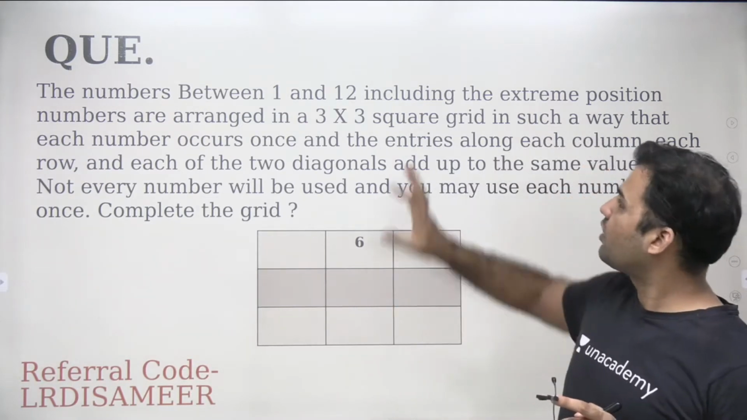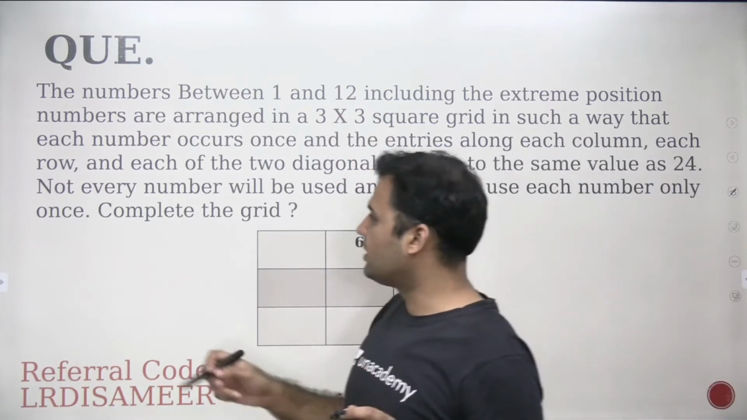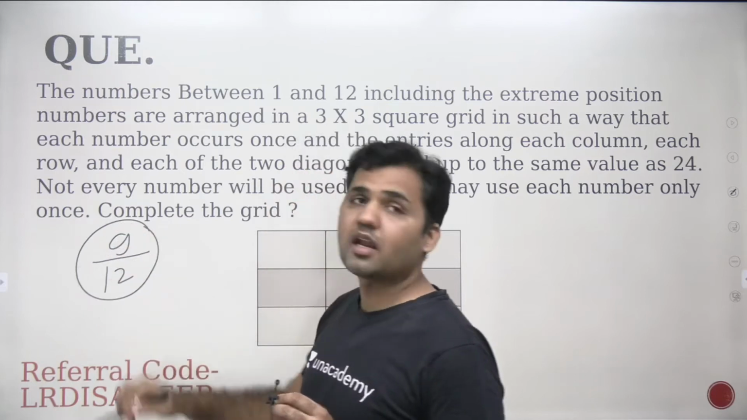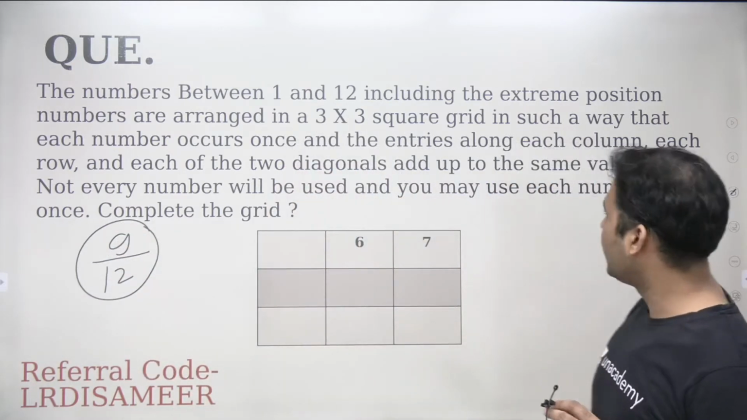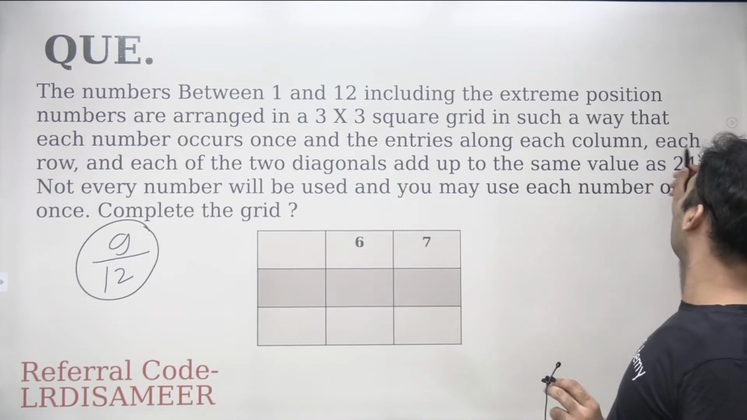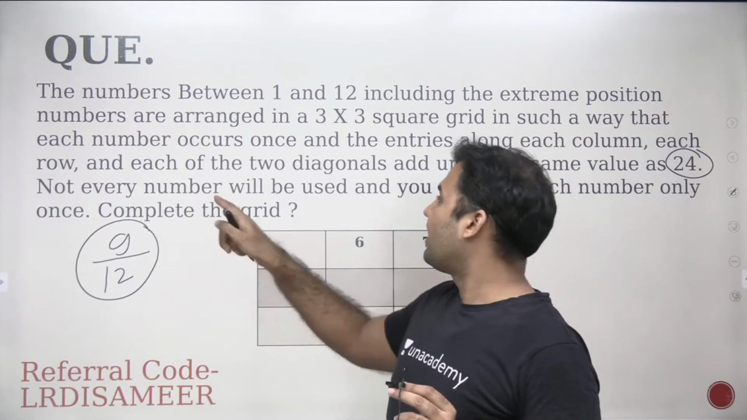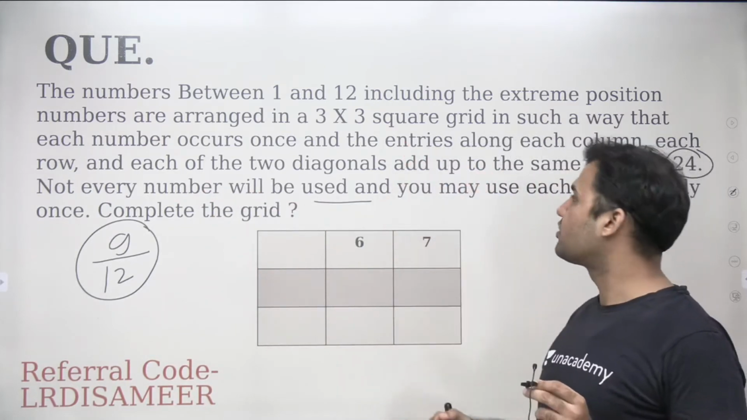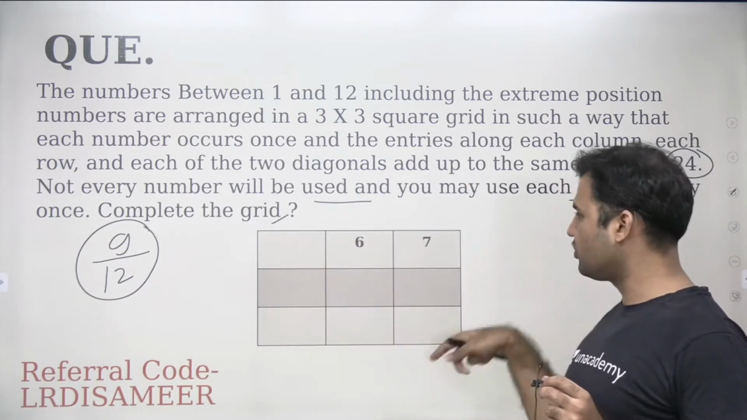Now what numbers out of these 12 are we supposed to use? What 9 numbers out of 12, right? The total numbers given are 12 and we are supposed to use only 9 out of those 12. Those 9 numbers can be any numbers, but the summation should add up to 24. Not every number will be used. It's not compulsory that every number from 1 to 12 has to be used. You may use each number only once, complete the grid. We are supposed to complete the grid.